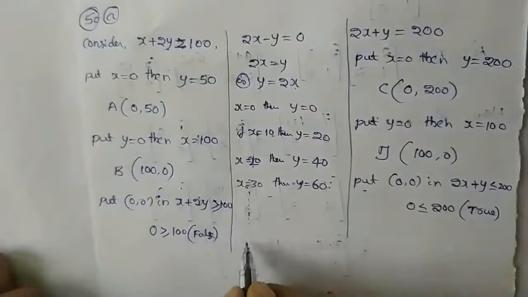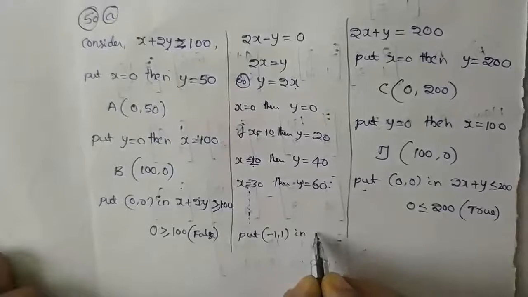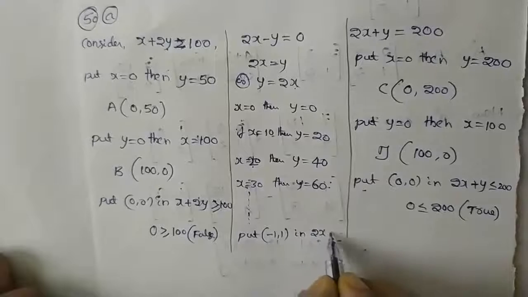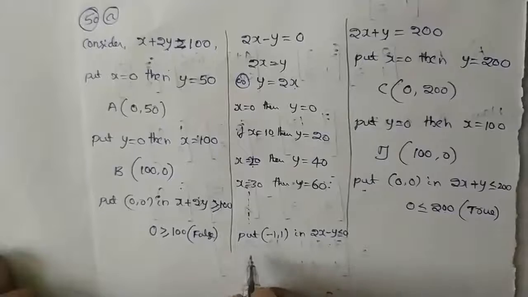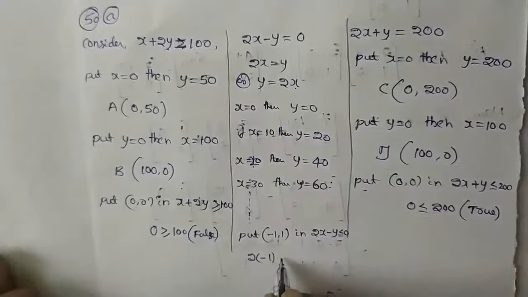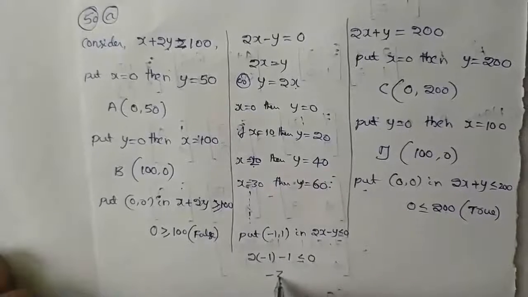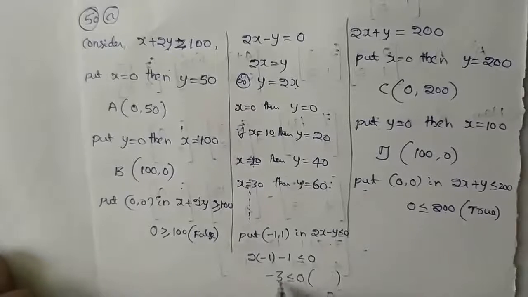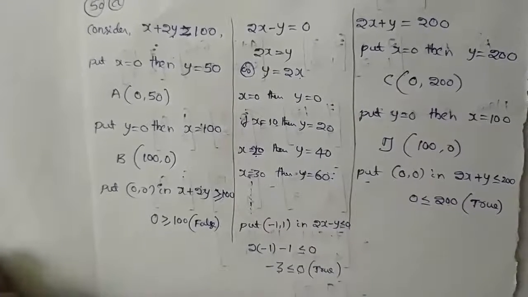For this case, we need to put minus 1 comma 1 in the given inequality. That is 2x minus y is less than or equal to 0. Put minus 1 comma 1. So 2 into minus 1, minus 2, minus 1 is minus 3. Minus 3 is less than or equal to 0. True or false? 0 is more than minus 3. Yes, it is true. If it is true, we need to shade upwards.